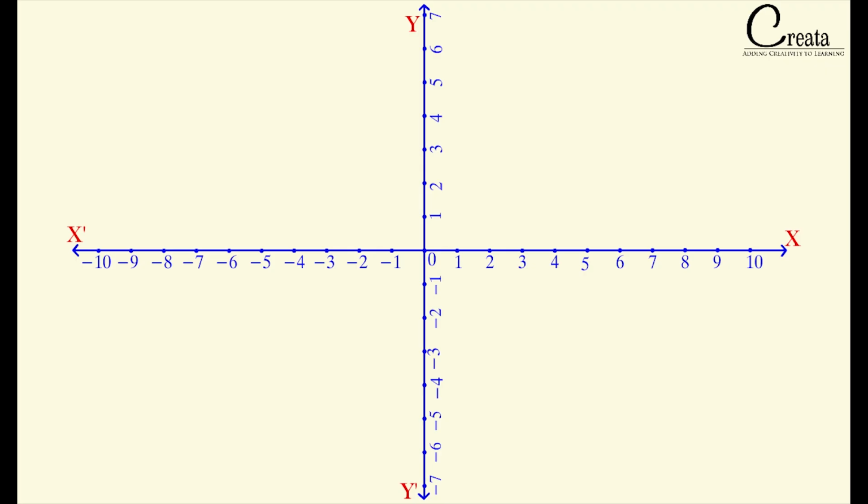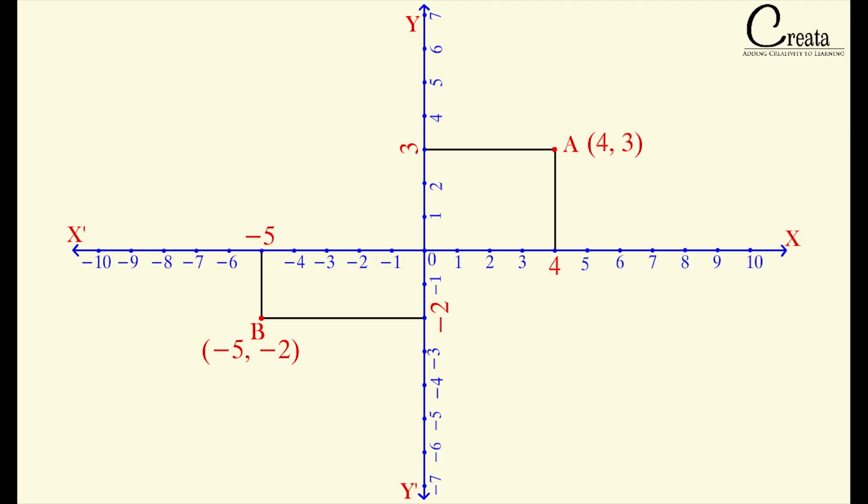Now we will take two points in two different quadrants. Let's take our first point in the first quadrant, that is (4, 3). Here 4 is the x coordinate and 3 is the y coordinate. This is point A. Now in the third quadrant, let's take our point B. The coordinates are (-5, -2). Here -5 is the x coordinate and -2 is the y coordinate.